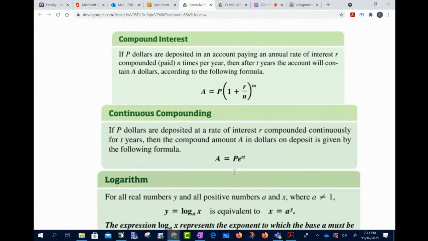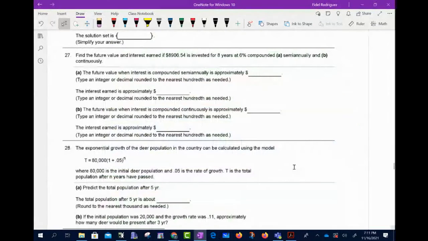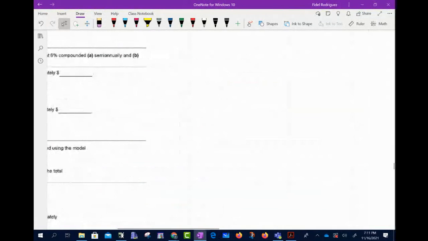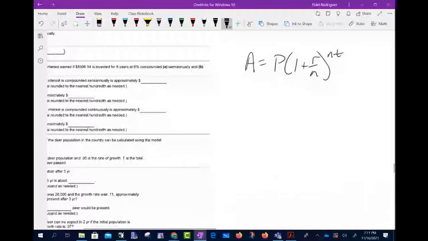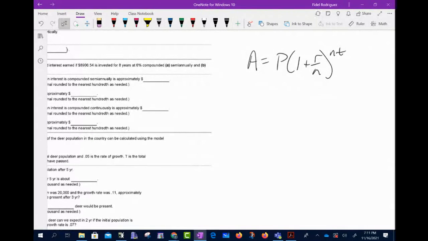So I'm going to go ahead and write down the formulas so that I can show you guys how we're going to use it. Okay, so there's one called the compound formula, and the formula looks like this. Now let me tell you what each of these letters stand for. P is the amount of money that we are investing. So in our case, this 8906.54, that's my P. That's the amount of money I'm putting in the bank.